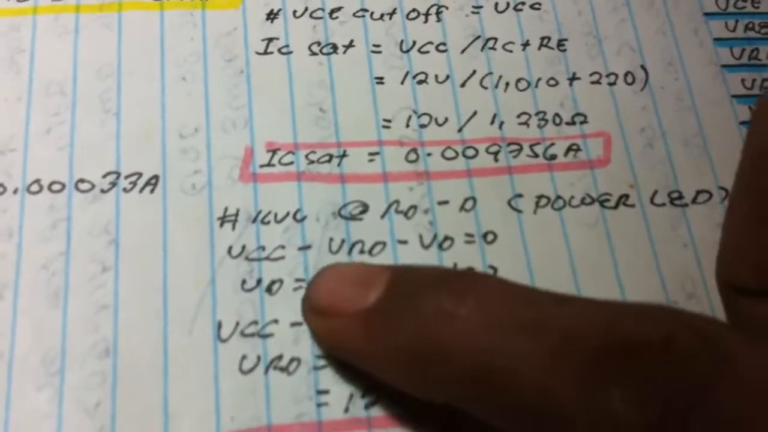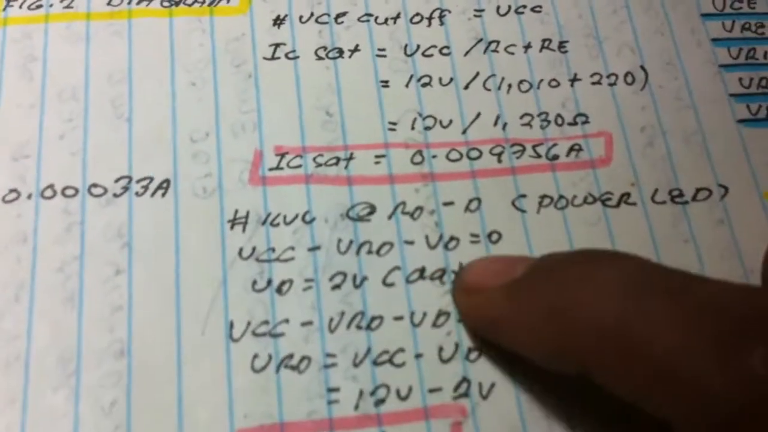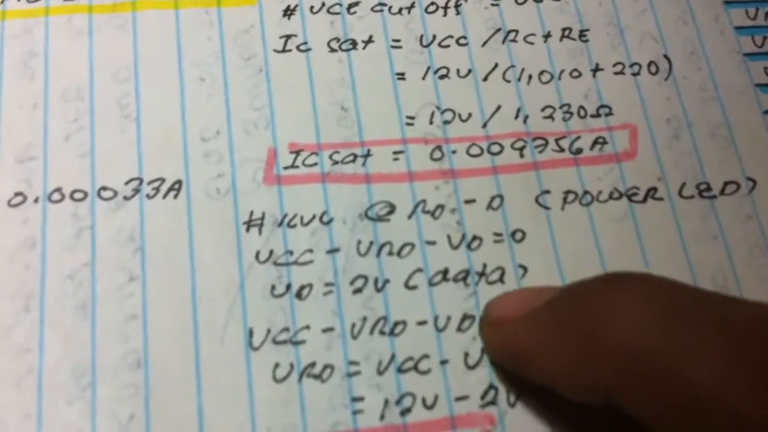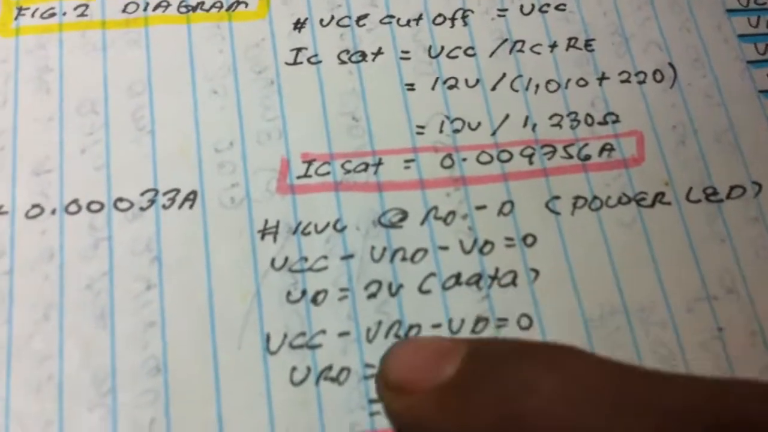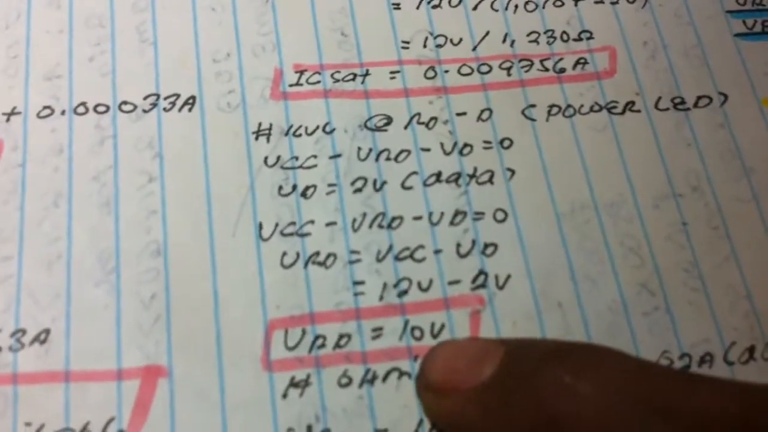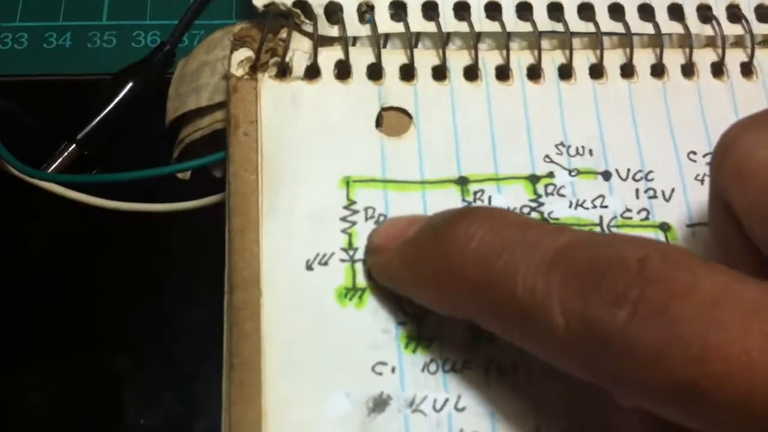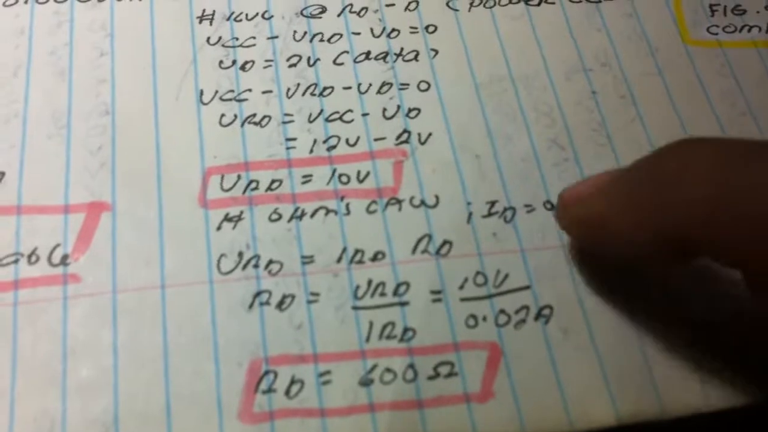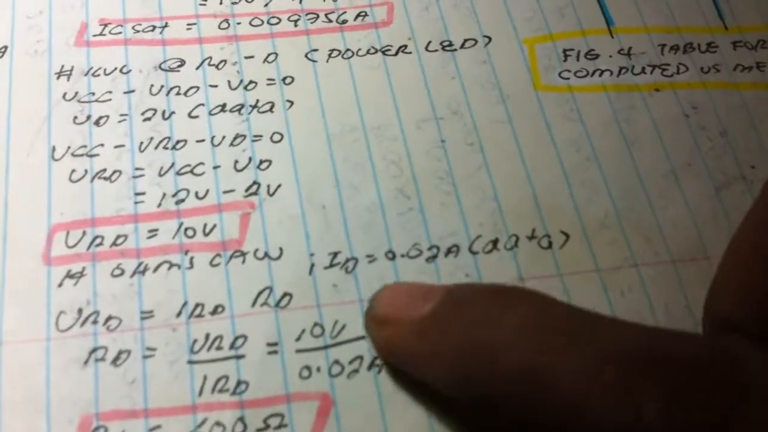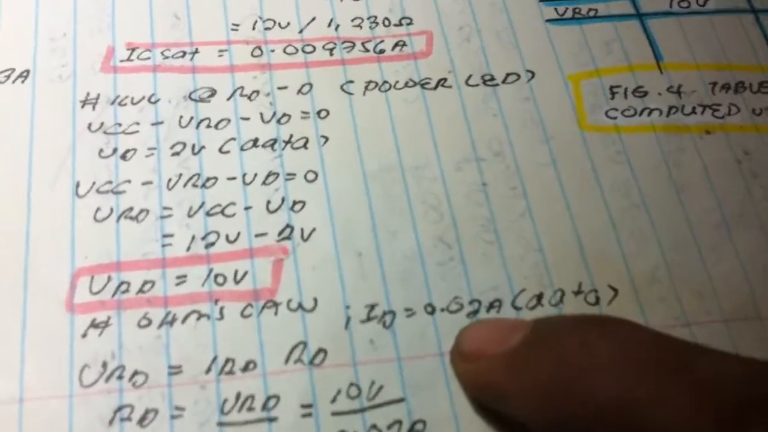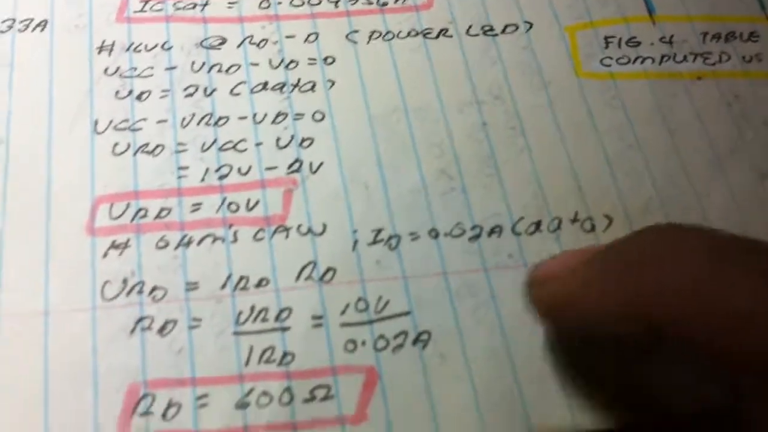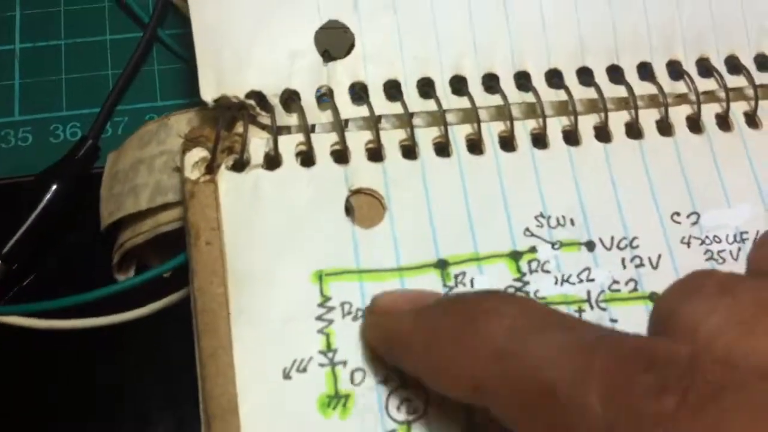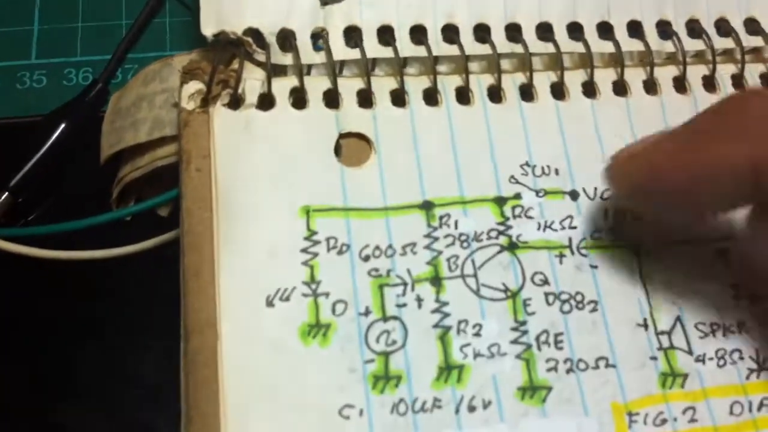For the power LED, VCC minus VRD minus VD, where the voltage drop across the diode is given in the data sheet of the diode as 2 volts. Substituting, we get 10 volts voltage drop across RD, that is the power on LED. And using Ohm's law, since we know the current rating of the LED to turn on is 0.02 ampere, given in the data sheet, substituting we get 600 ohms. So we now have 600 ohms as the value of the LED resistor.